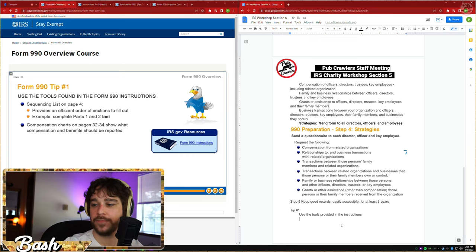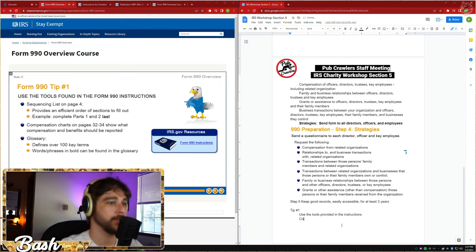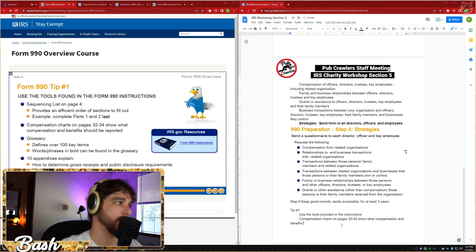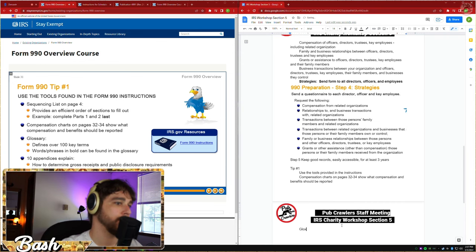Pages 30 through 33 tell you what types of compensation and fringe benefits need to be reported on Form 990, what persons they need to be reported for, and where to report them. The glossary defines over 100 key terms used throughout the Form 990. Whenever you see a word or phrase in bold type in the instructions, you can check the glossary to find out what that word or phrase means. The instructions also contain appendices that provide helpful explanations and background information on topics such as how to determine gross receipts, requirements for public disclosure of Form 990 series returns, what is an excess benefit transaction, and rules for receiving and receipting charitable contributions. Select the continue button for my next tip.